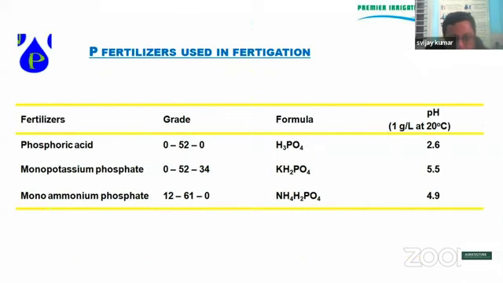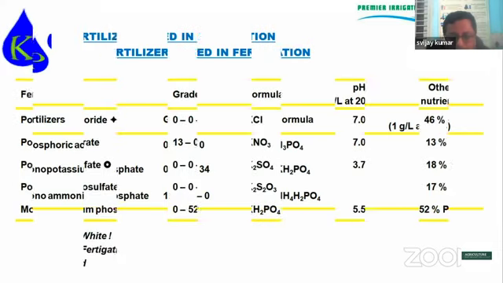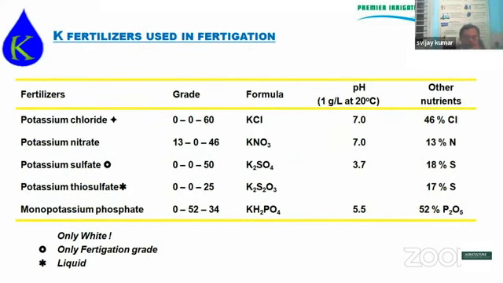Coming to the phosphorus fertilizers, on top of the list we have phosphoric acid, which is 0-52-0, that is, phosphorus will be at 52. The advantage of using phosphoric acid is that it not only takes care of the maintenance of the drip system, but is also a good fertilizer. And then, of course, we have monopotassium phosphate and monoammonium phosphate. These are the other preferred phosphorus fertilizers which can be used in fertigation. And coming to the K fertilizers, mainly we are using potassium nitrate and potassium chloride, 0-0-60 or 13-0-46. Some of the liquid fertilizers are generally not adopted in India.